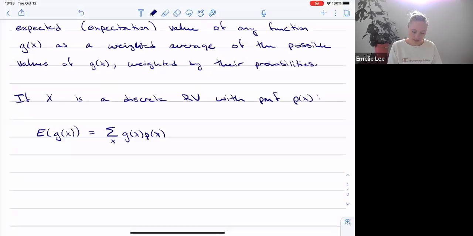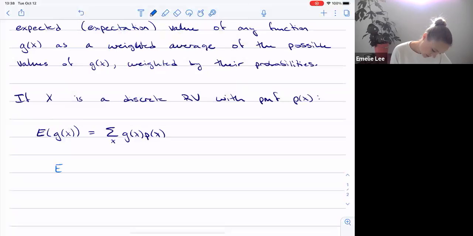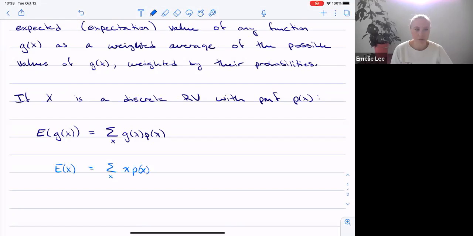That's probably something that we've seen before, right? Especially if you remember the expected value of x is the sum over the x's of x times P of x. But now instead of just looking at x, we're looking in the general sense of G of x. So G of x times P of x is the sum now.